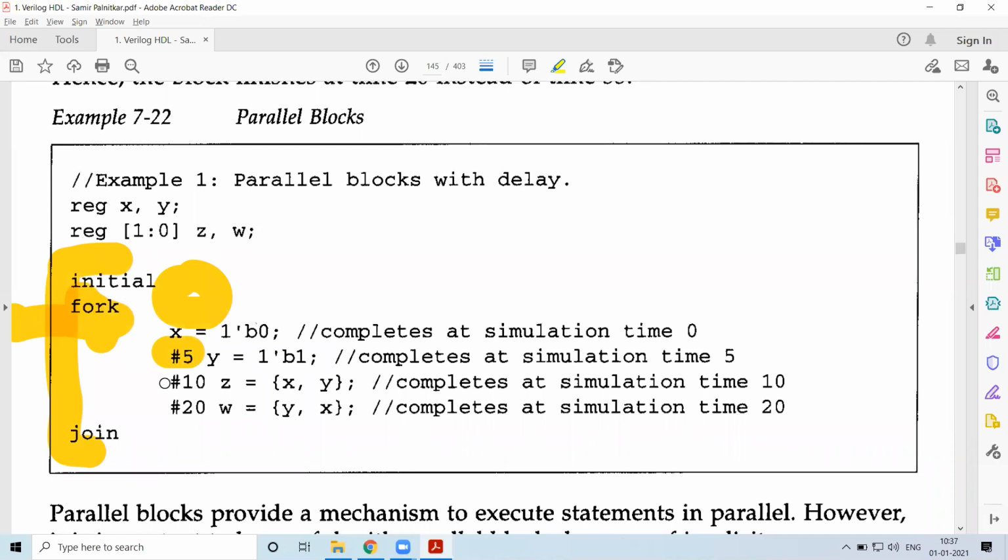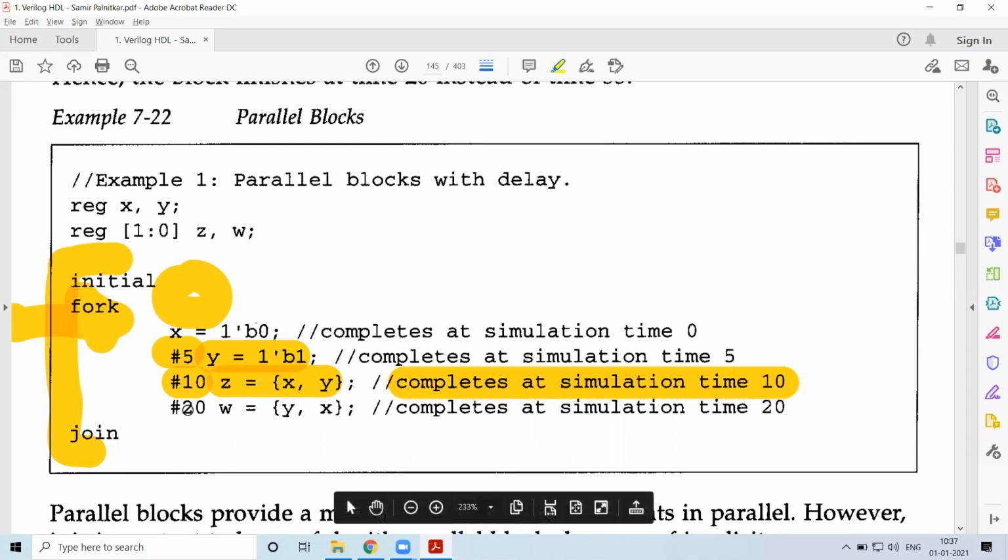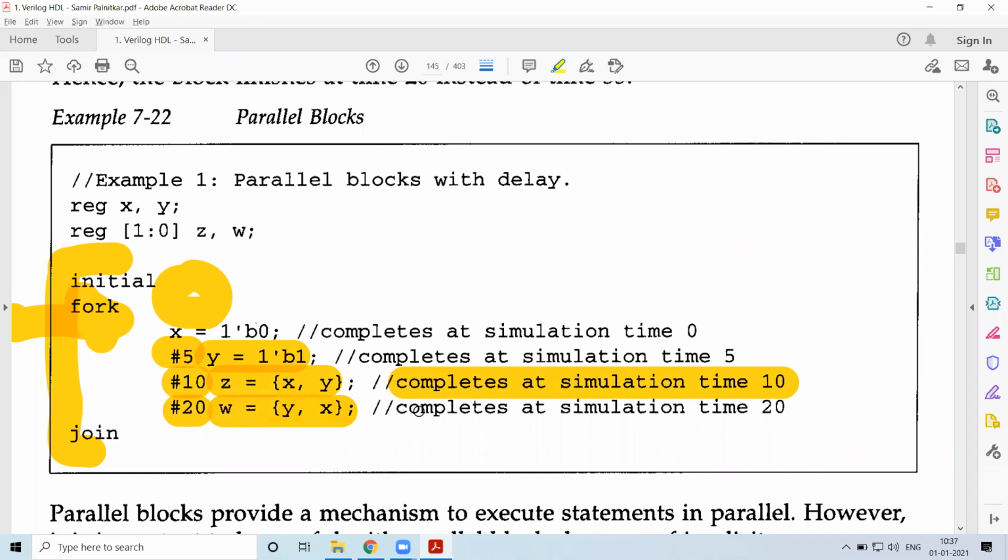The #5 specified will be 0 plus 5, so at 5 time units this will be executed. Then here it is 10, but this 10 value pertains to the block time at which it has entered. So it will be 0 plus 10, that is, during 10 time units Z will be executed. That is, completion will happen at 10 time units. Then the 20 pertains to the time period during which the block was entered, so it is 0 plus 20. So W will complete its execution at 20 time units.